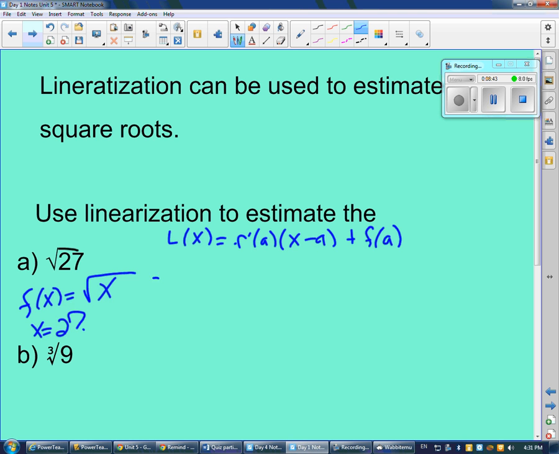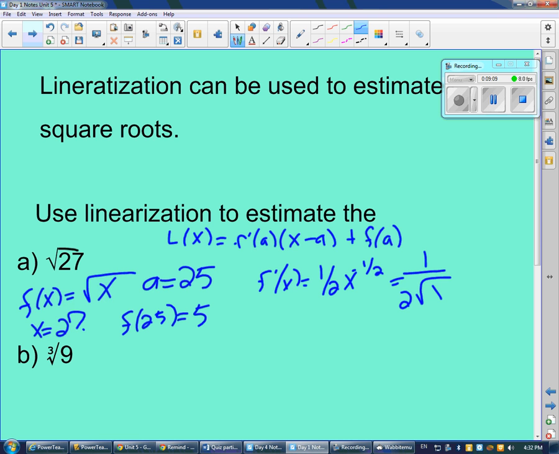So the closest perfect square to 27 is 25. So that's going to be the a that I write my tangent line with. And so if I do f of a, f of 25, we know that's the square root of 25, which is 5. And then if I take my derivative, we get 1/2 x to the negative 1/2. If I simplify that, I get 1 over 2 the square root of x. And then if I plug in my 25, we get 1 over 10.